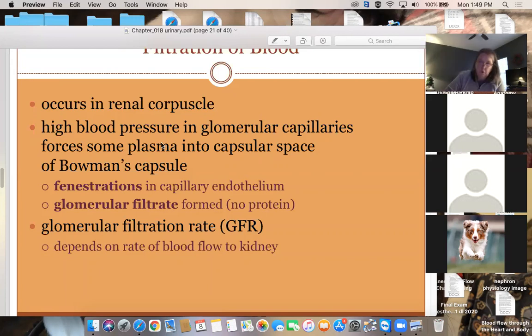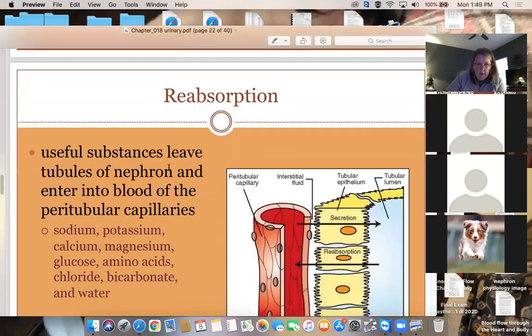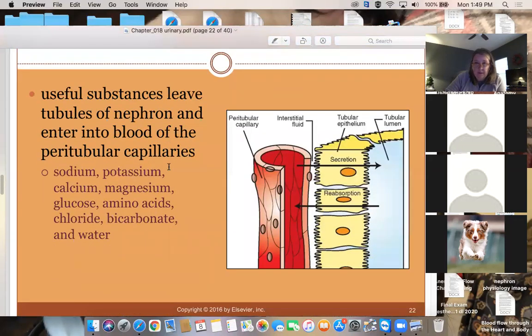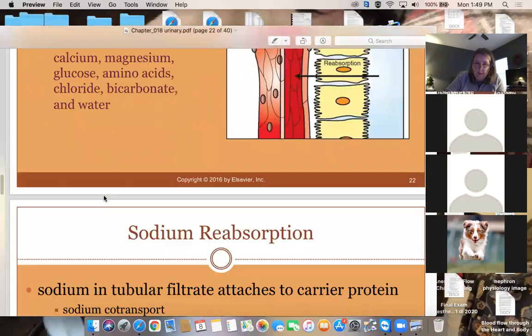Now, I didn't ask a question about this, but I want you to know, what are some things that can be reabsorbed? What are useful things? Sodium, potassium, calcium, magnesium, glucose, chloride, bicarb, and water. So these are all things that get pushed out at the glomerulus and become part of the filtrate. But the body usually will want some of them, maybe not all of them, but maybe some of that back. So these are things that are useful to the body that they want back.